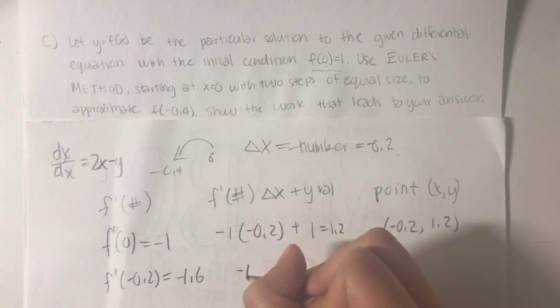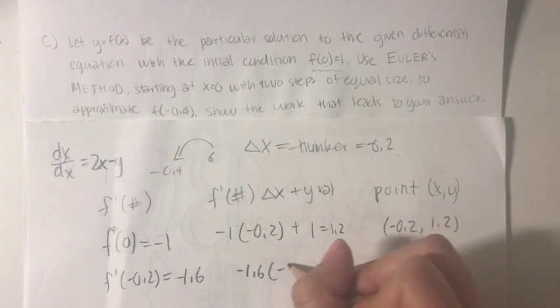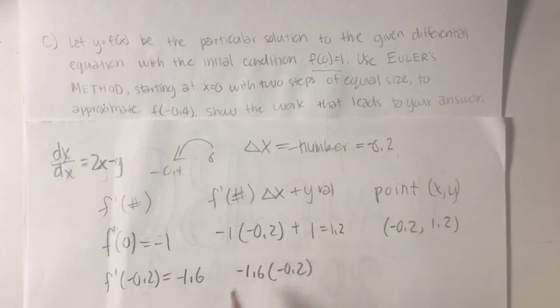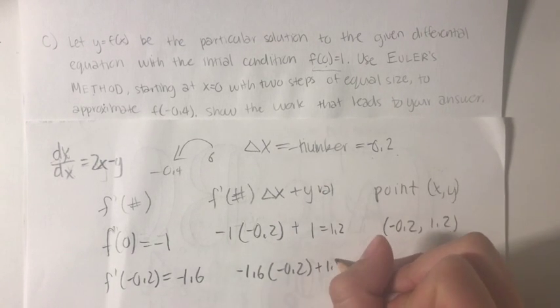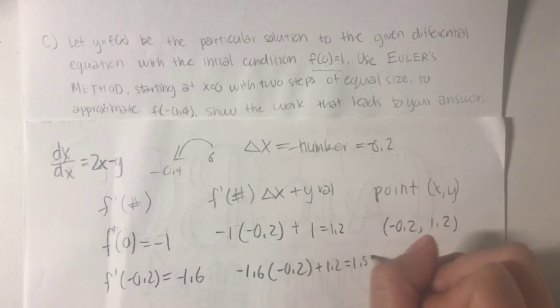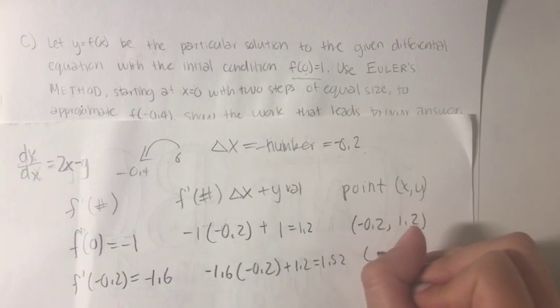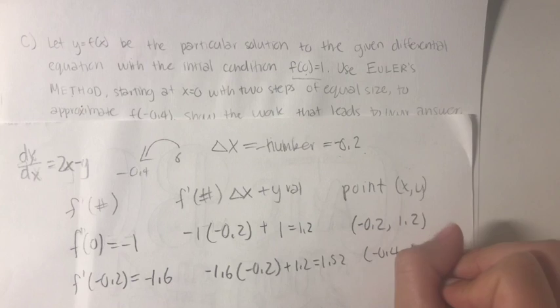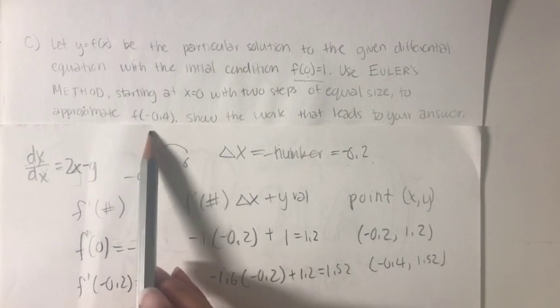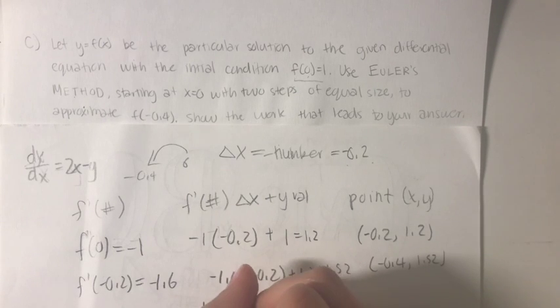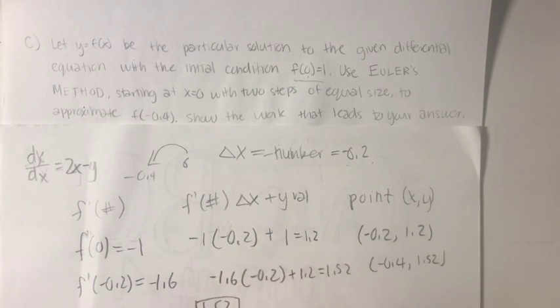Now you multiply negative 1.6 times delta x, and then you add the y value that's up here, and you get 1.52. And so the point is negative 0.4 comma 1.52. And you see you've already reached negative 0.4, so 1.52 is your final answer.